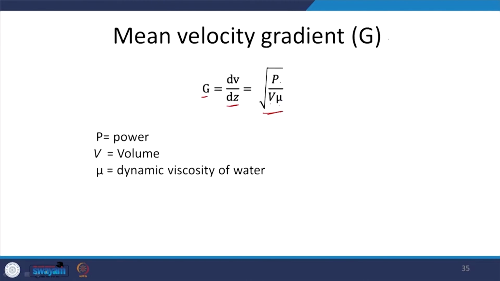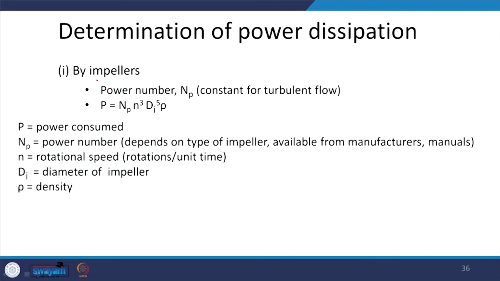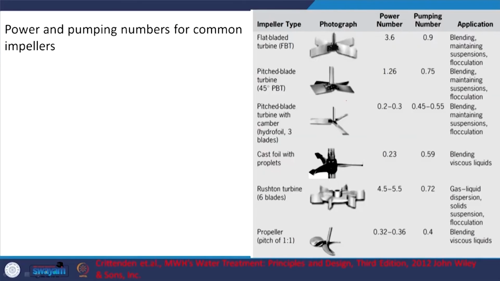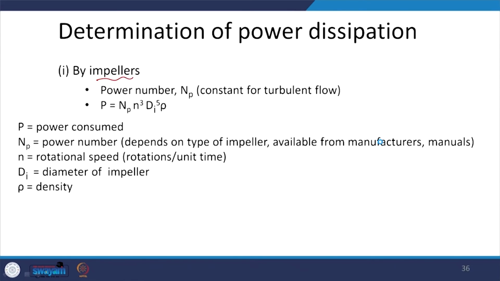And how do I relate this to the different kinds of mixers or impellers out there? We will look at that. By impellers, I am talking about these different kinds of impellers. Note that there are different kinds, different angles. For each one, there is a power number. Keep that in mind. The application is also given here: blending viscous liquids, blending and maintaining suspensions, and flocculation. So it can be used for blending, or for coagulation and flocculation. This is what I'm talking about when I say impellers.